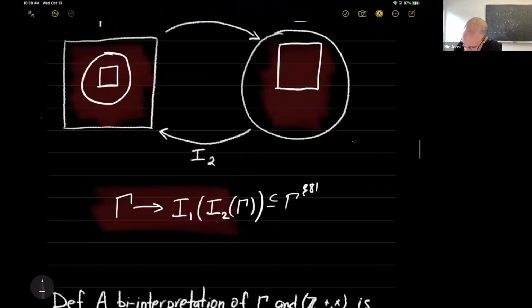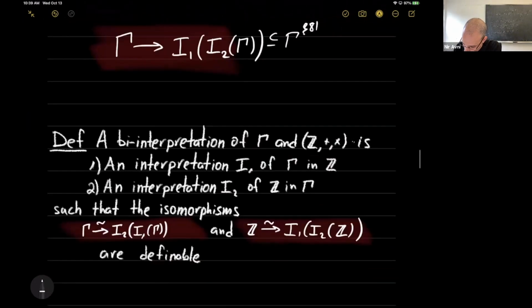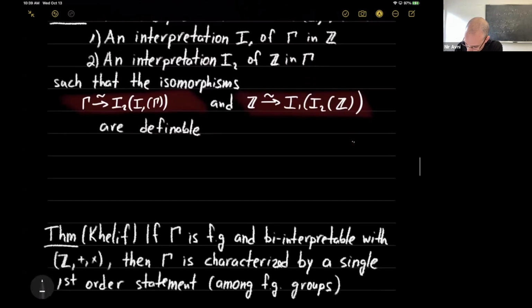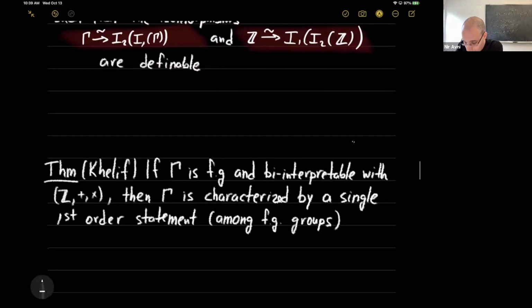Okay, so again, there's a way to transfer information, and for us, what's important and not trivial. So there are a few things that you can now do trivially, once you have interpretation in both ways.